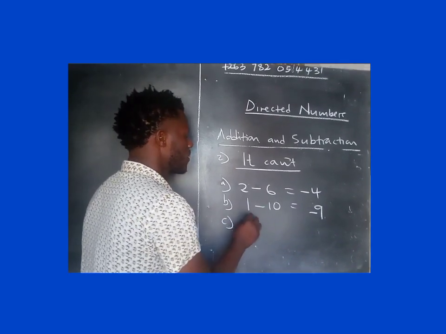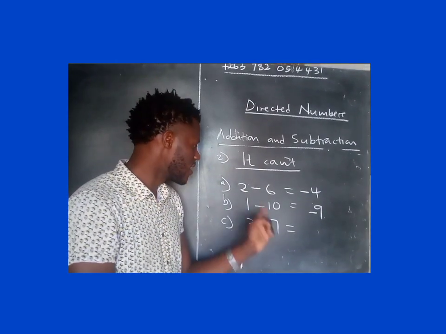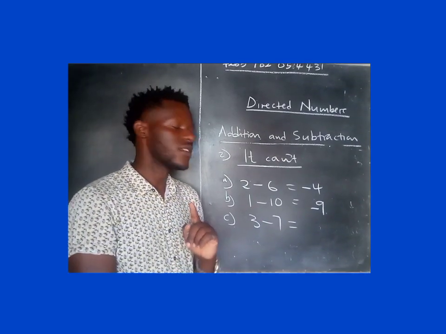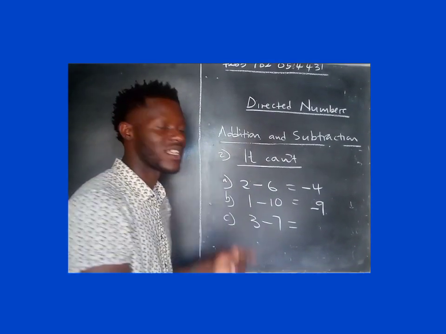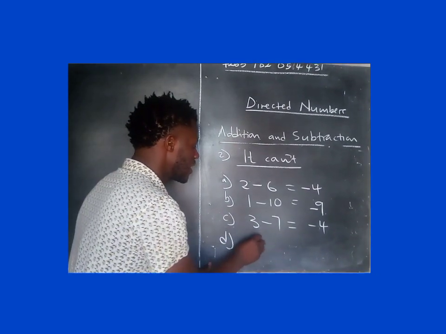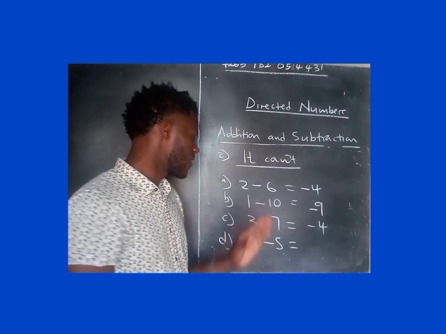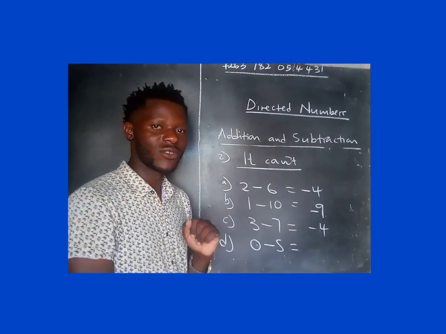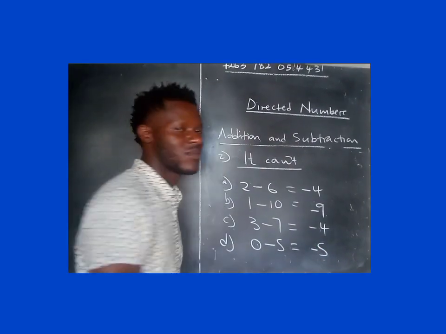Number C, 3 minus 7. It's impossible again to take 7 from 3. So the shorter way is 7 minus 3, you get 4. But that 4 must be a negative to show that it was impossible. Even if it is 0 minus 5, it's impossible to take 5 from nothing. So you say 5 minus 0, it will remain 5, but that 5 must be negative.